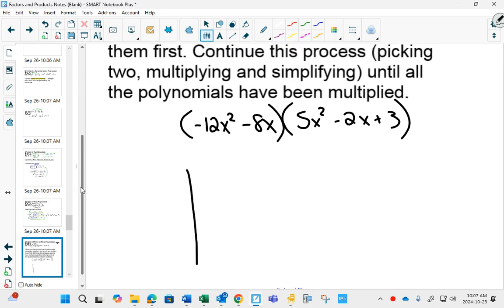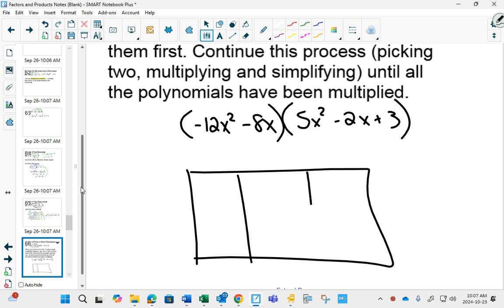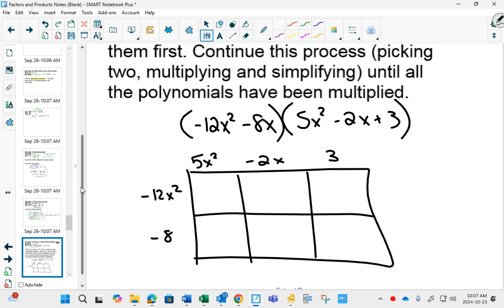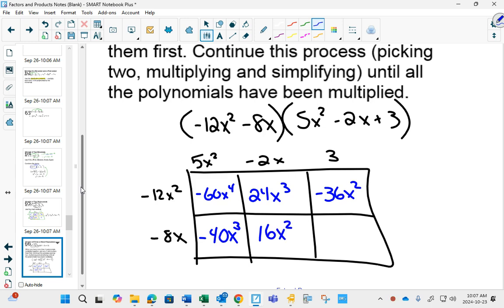And because this is a trinomial, I'd probably set up a chart. One of them has three things, 5x squared, minus 2x and 3. The other one has two things, negative 12x squared and negative 8x. And I would figure out all of these areas. So this is going to be length times width, negative 60x to the 4. This is going to be 24x cubed and negative 36x squared. Negative 40x cubed, 16x squared, and negative 24x.